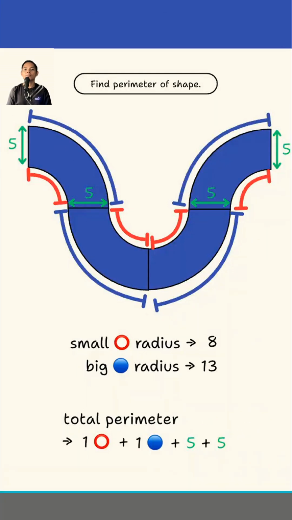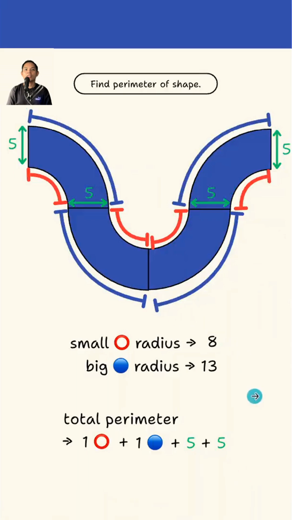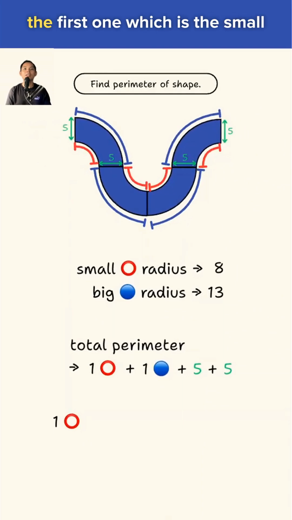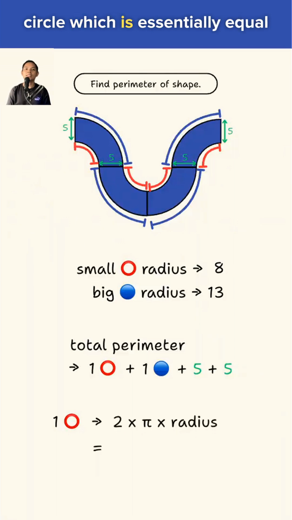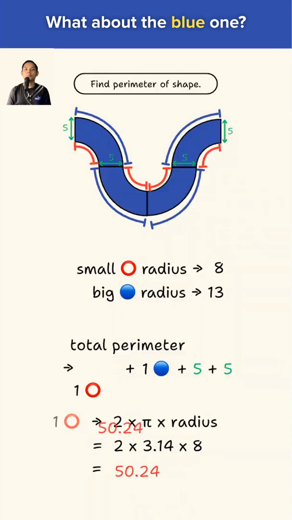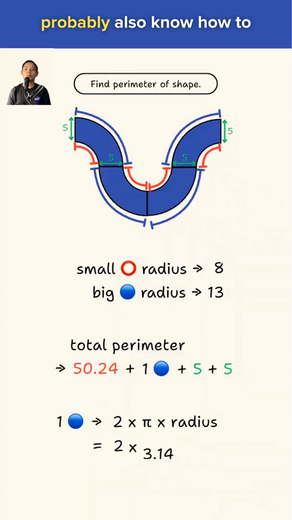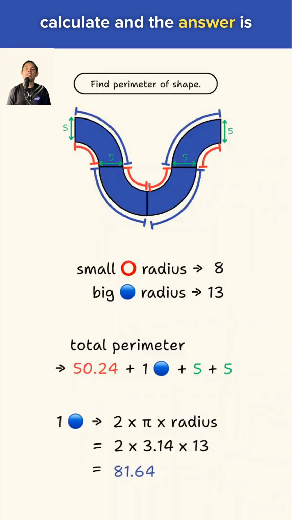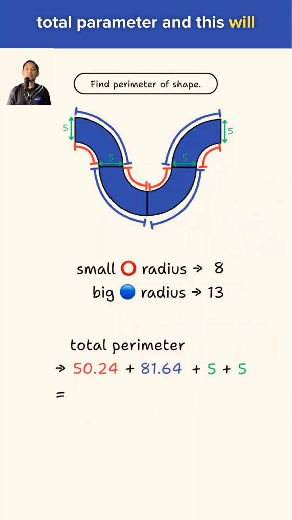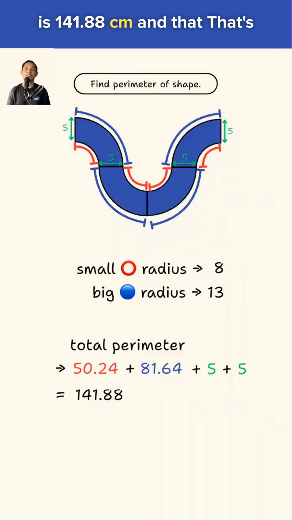So we need to add 2 5s over here. So then we will just calculate the first one, which is the small red outline perimeter circle, which is essentially equal to, you guessed it, 50.24. What about the blue one? So the blue one, I think you probably also know how to calculate, and the answer is 81.64. So now we just calculate the total perimeter, and this will give us the final answer, which is 141.88 centimeters. And that's how you solve this PSLE math question.